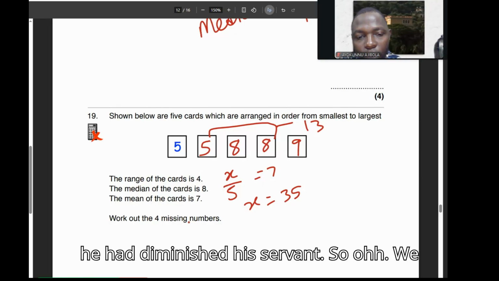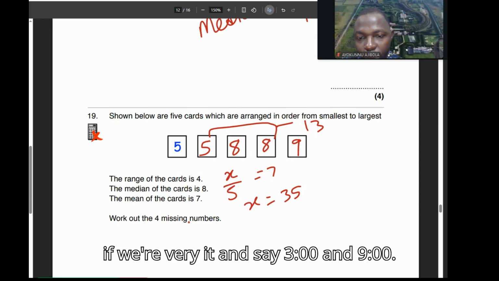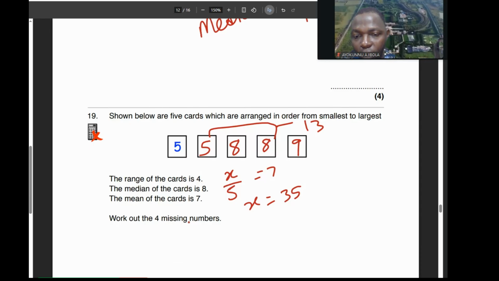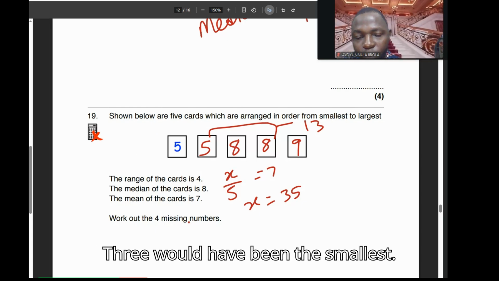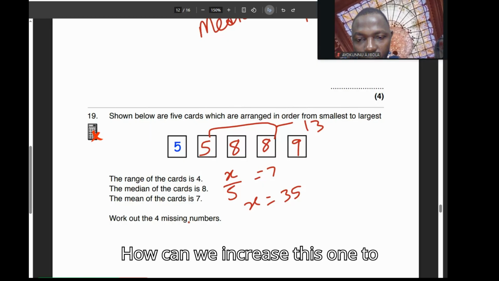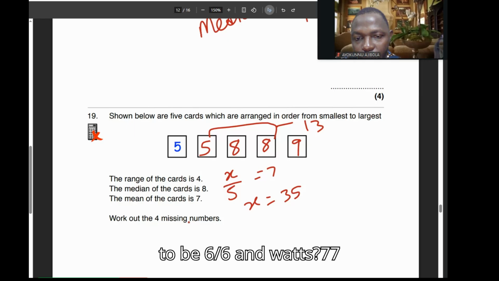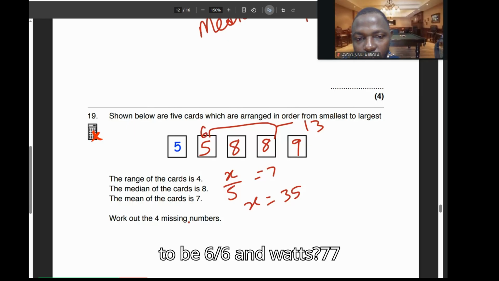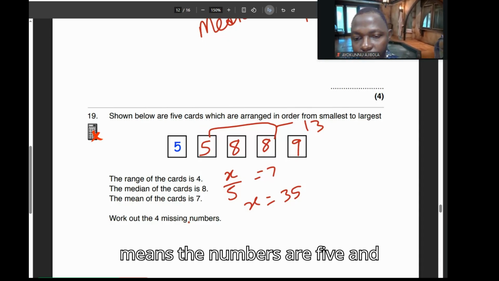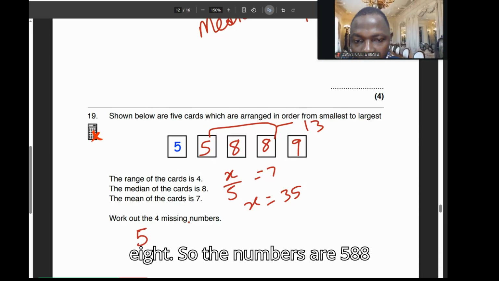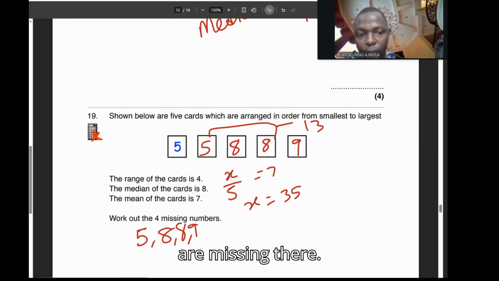So, oh, we can vary it and say 3 and 9. If we vary it and say 3 and 9, this 3 would have to come here. 3 would have been the smallest. Can we increase this one to be 6? Now, if we increase it to be 6, 7 would not come here. So that means the numbers are 5 and 8. So the numbers 5, 8, 8, and 9 are missing there.